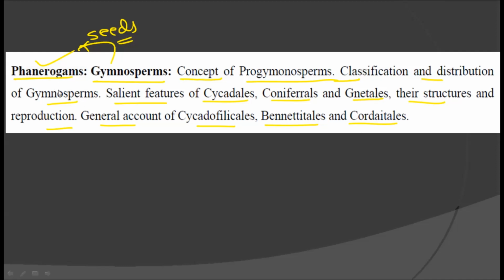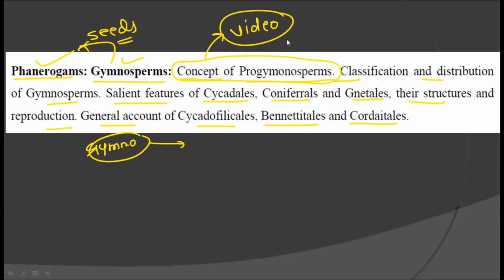Alright. So this chapter typically belongs to the gymnosperms only, and you have to study the gymnosperms in detail and grasp them in every possible way, because this chapter nearly contains everything about the gymnosperms. Out of the topics given in this particular chapter, the concept of progymnosperms is already explained in our video, so please check that video out in the description box. Alright, so chapter 2 mainly belongs to the gymnosperms.